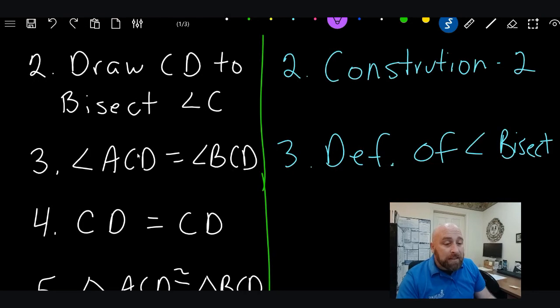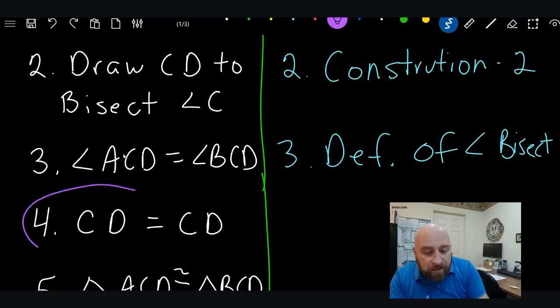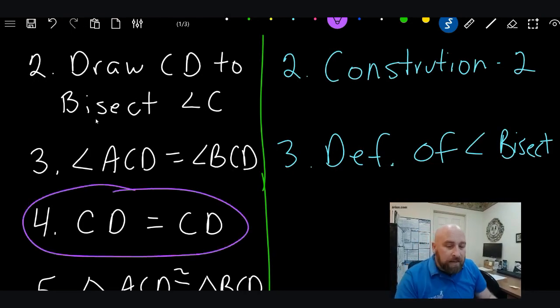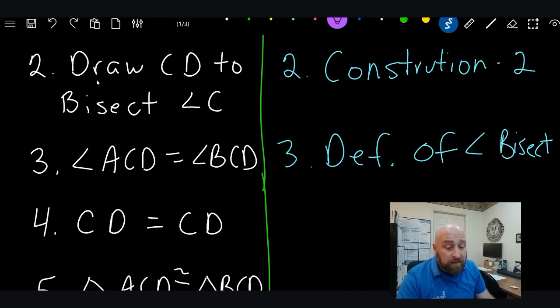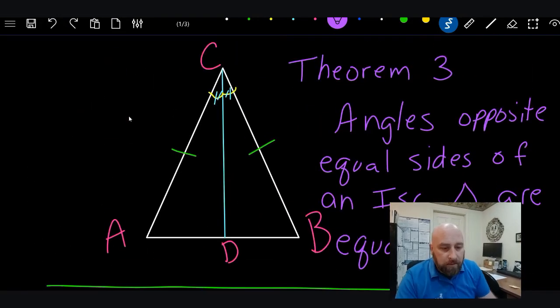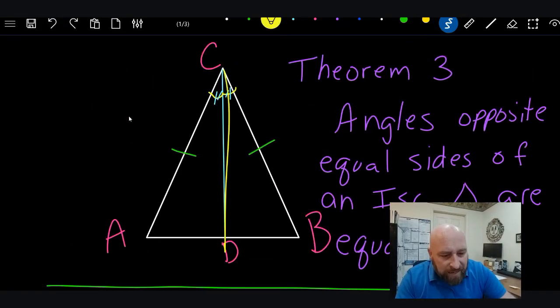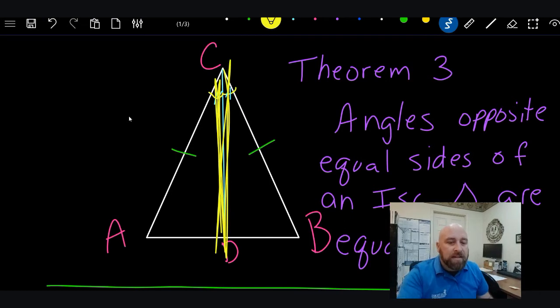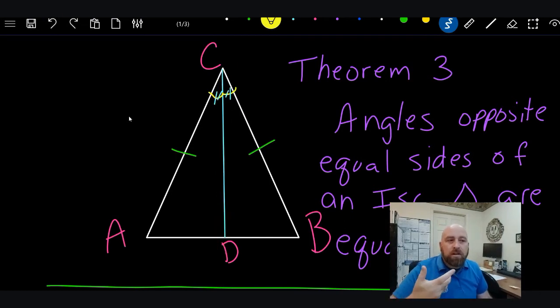So the next thing that he did was he came over here and he said, hey, check this out. Side CD equals side CD. You're like, of course. Well, look at this. What is side CD? Oh, that's the side he drew. That's the new line that he drew. So you're like, so Mr. Steve, you have to say that CD equals CD? Yes, you do. And there's a reason for that.